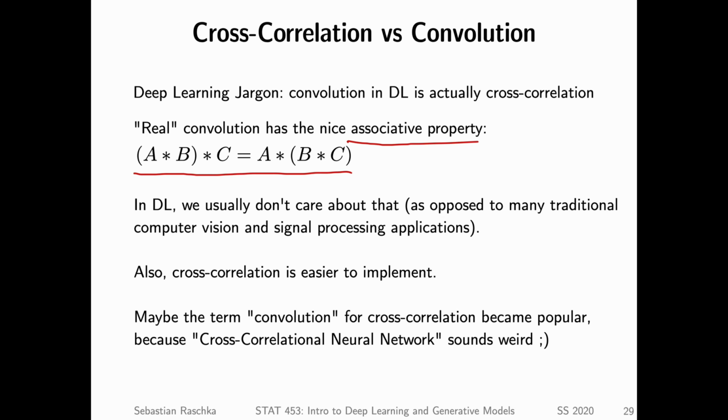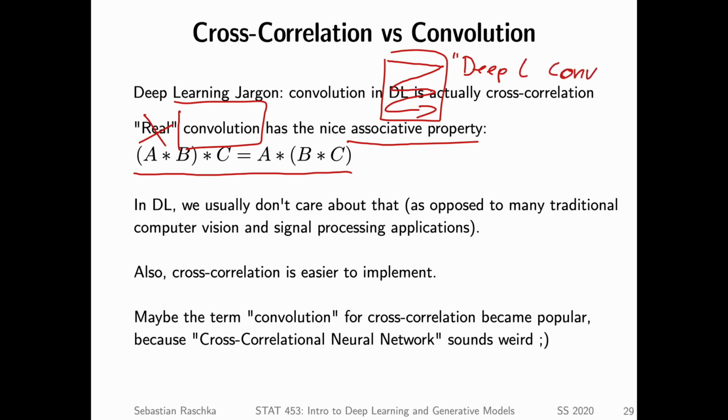With normal convolution here, I mean convolution as it is defined in deep learning. So not the real one, but the one where we start in the upper left corner and then go like this. Let's call this the deep learning convolution. But it doesn't really matter. Maybe, just as a joke, the term convolution is more popular for CNNs, rather than cross-correlation, because a cross-correlational neural network wouldn't sound as nice as a convolutional neural network.